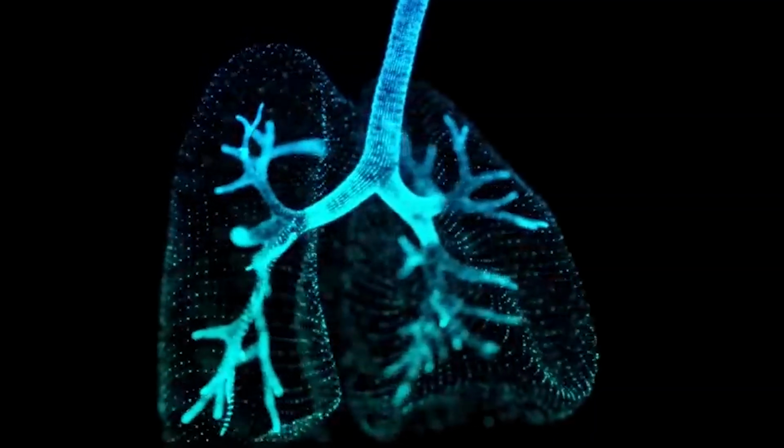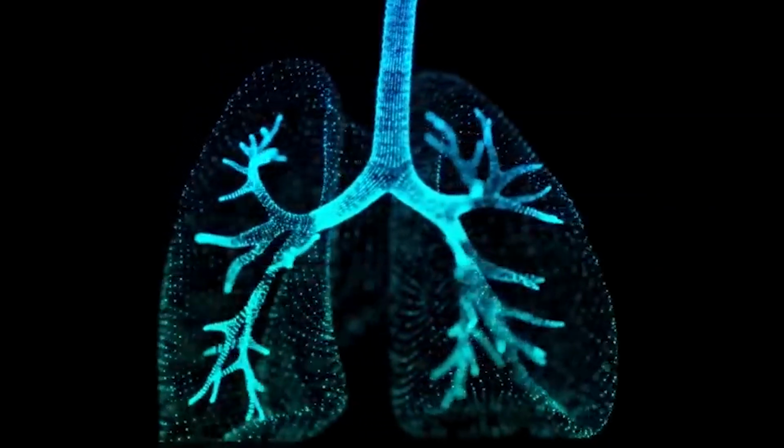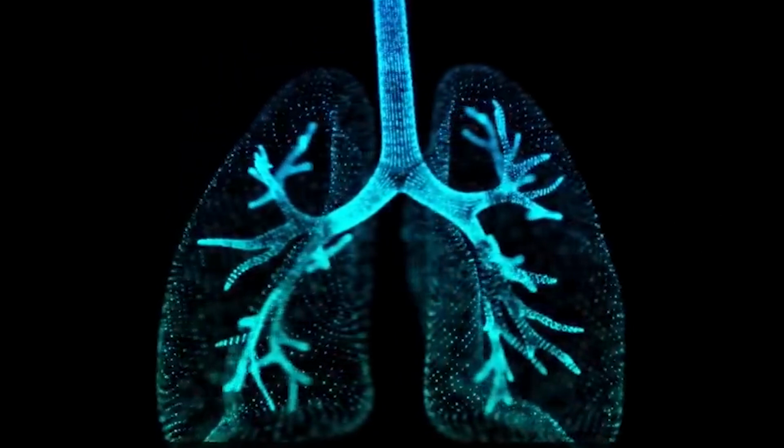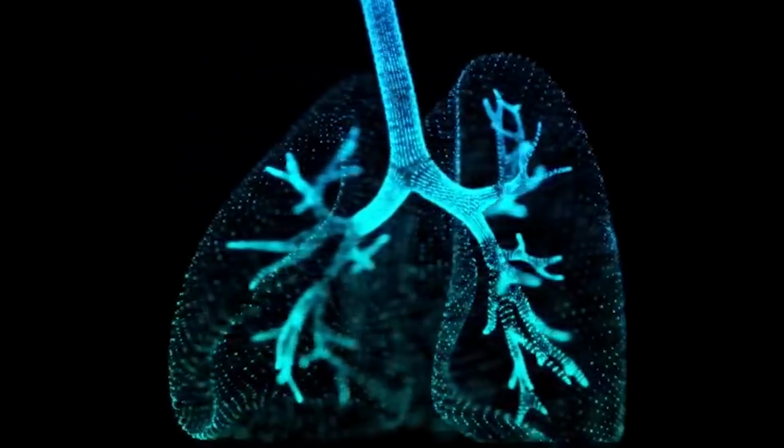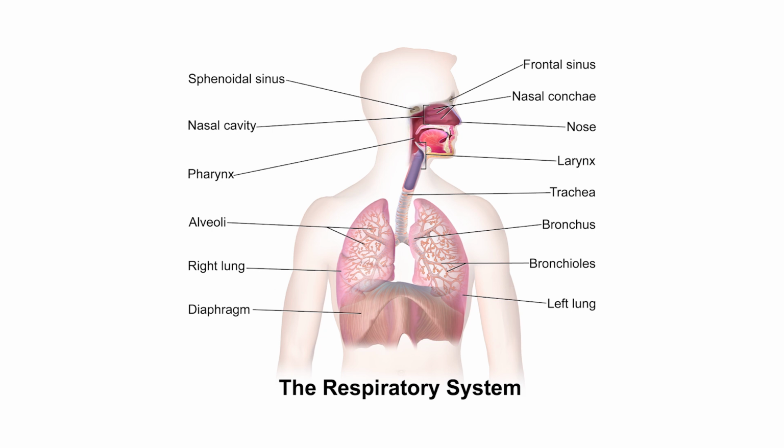The respiratory system is a complex network of organs responsible for the exchange of gas between the body and the external environment. It consists of the following key components. First is the nasal cavity and mouth. Air enters the respiratory system through the nose or mouth, where it is filtered, humidified and warmed. Pharynx.